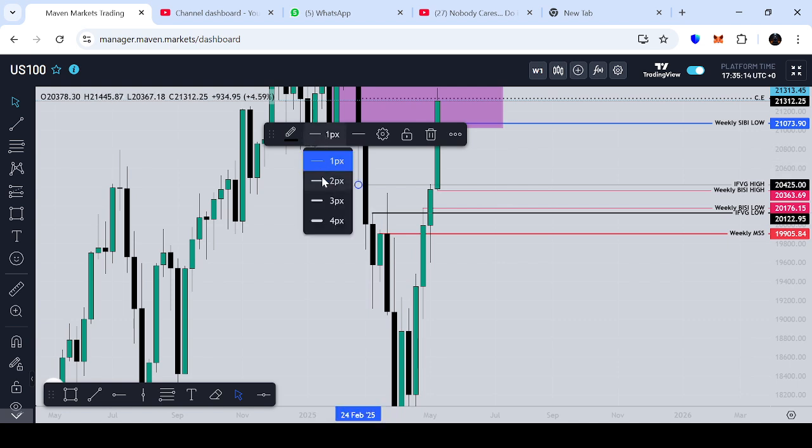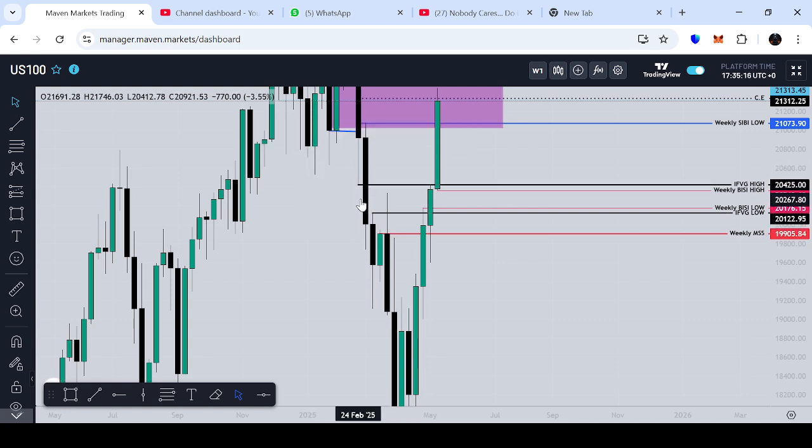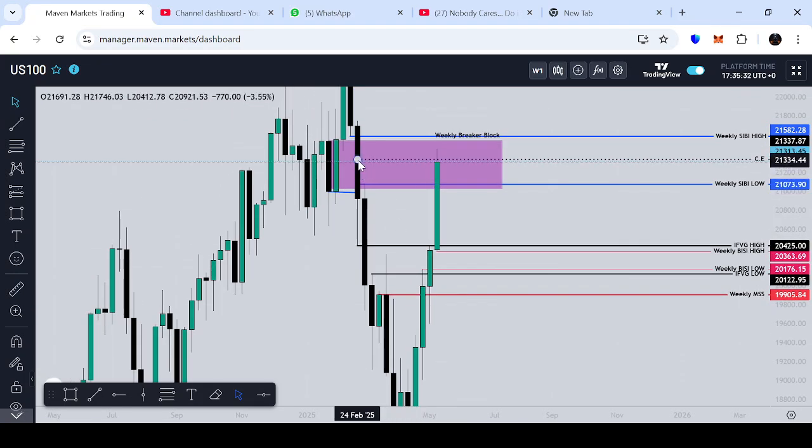An inversion fair value gap. We see the first delivery inside the inversion, being CE, was rejected. Then price coming back for the second time validated the consequent encroachment of it and traded above it. Then it ran into a breaker, a weekly breaker, and a weekly CE. That's last week's closing.